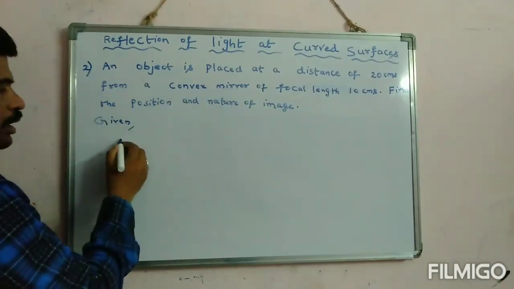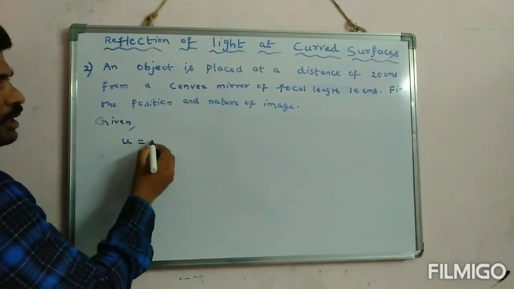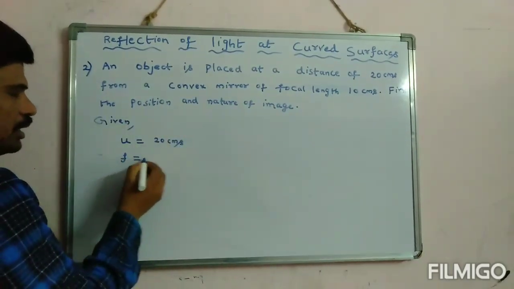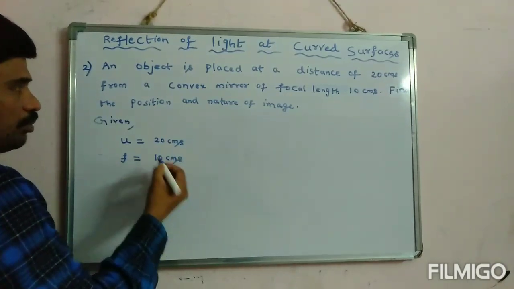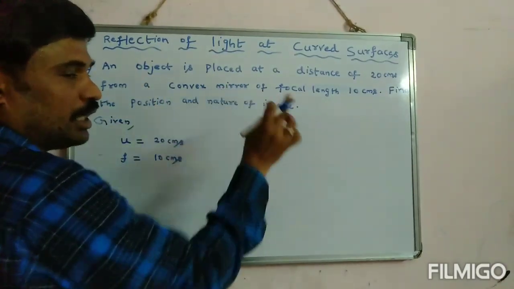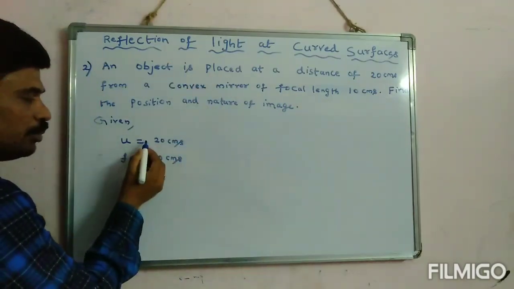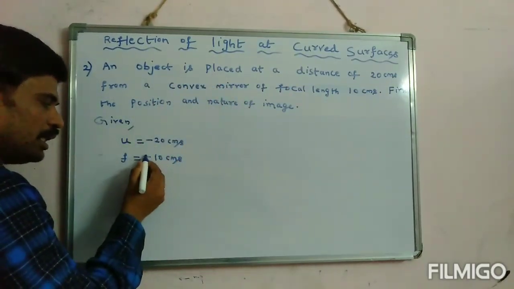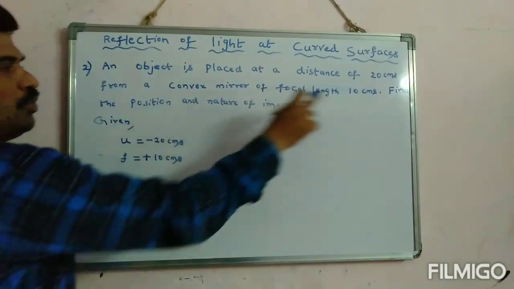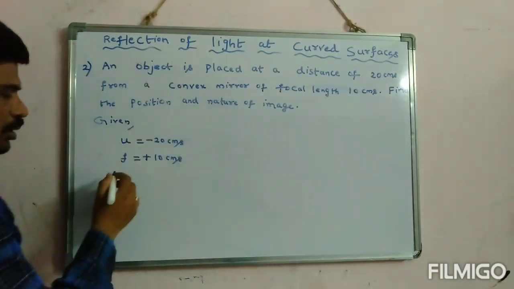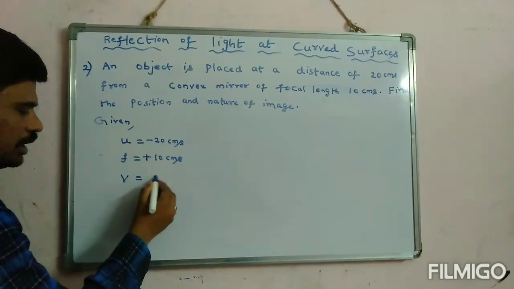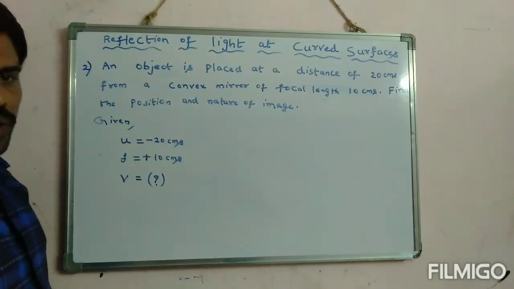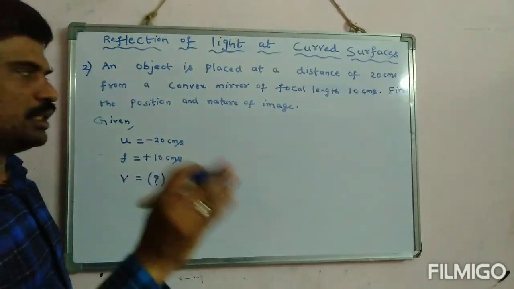What is the given data? Object distance is given as 20 centimeters. Focal length is given as 10 centimeters. But for a convex mirror, as I already said in the sign conventions, object distance is always negative, and for a convex mirror, focal length is positive. Now I want to find the position and nature of the image. Position is nothing but the image distance, and nature means I have to tell whether it is virtual or real, inverted, and what is the size of the image.